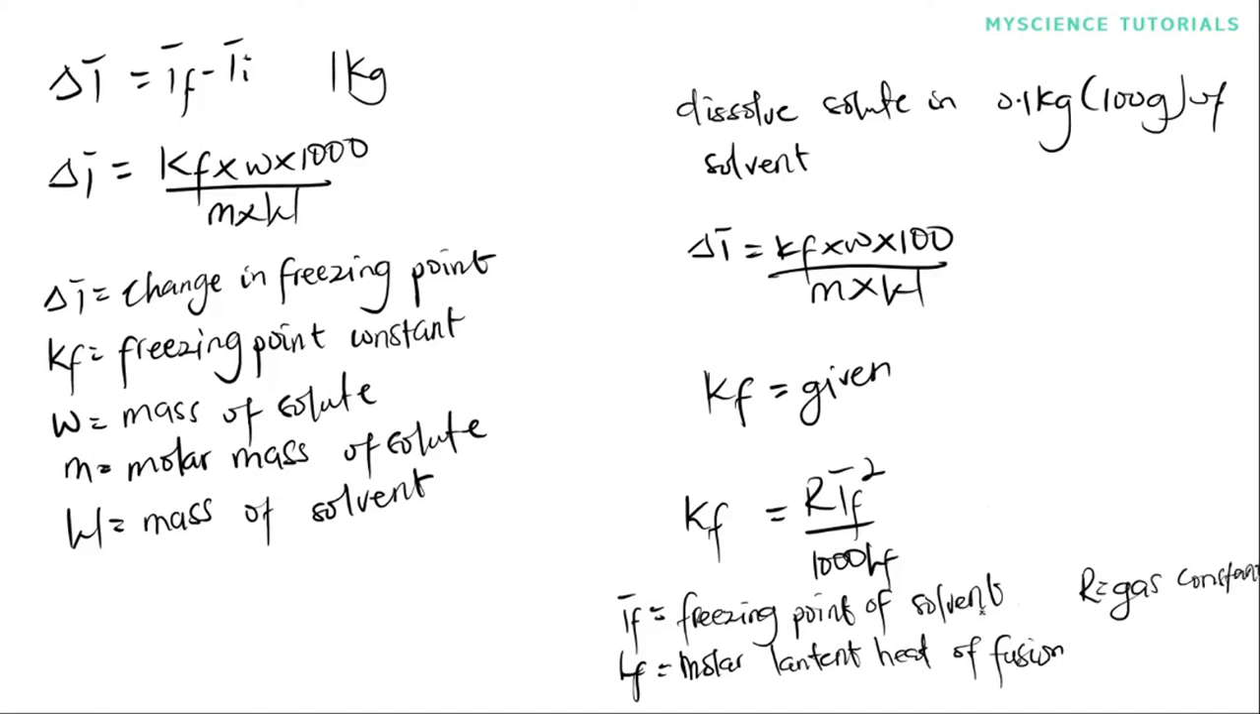Alright, so with this formula we can calculate the value of KF, and once we get KF we can easily substitute KF into this equation, and we can calculate for any other parameter that the question may require of us. So now with this basic introduction, let's go ahead and solve some few examples to actually get well acquainted with problems on freezing point depression.